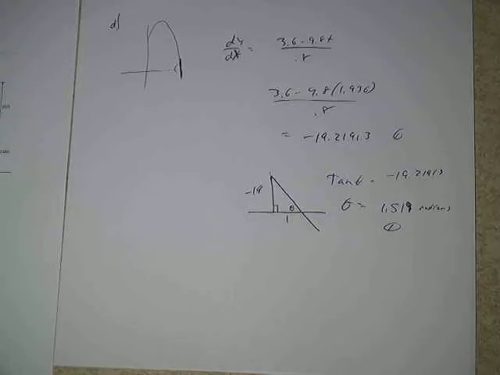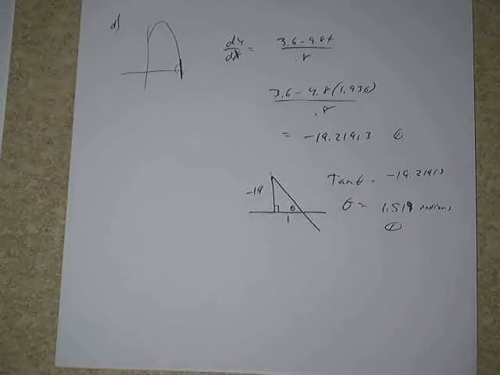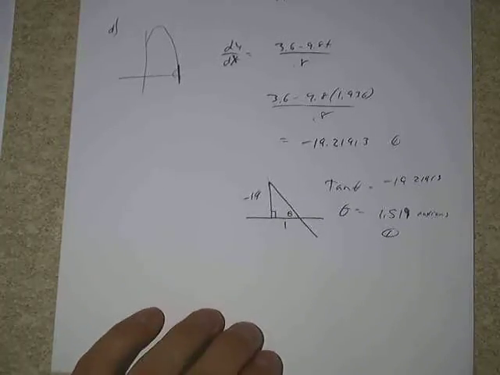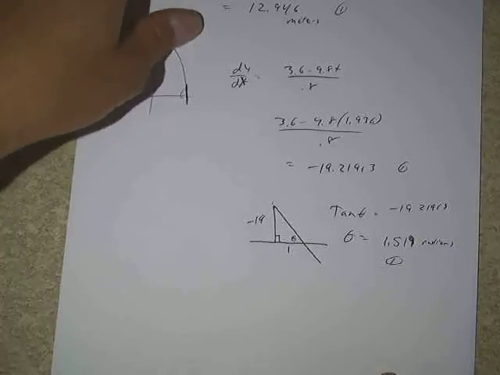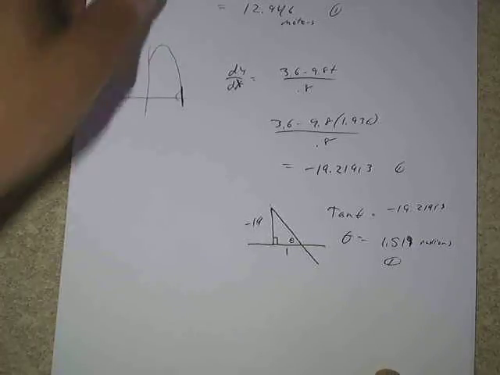And if that's the case, then wouldn't the tangent of theta equal negative 19.21913 over 1, or essentially just that? And if I do tangent inverse of both sides, I get 1.519 radians. Alright, and so if you found the actual angle, that was the 9th point.